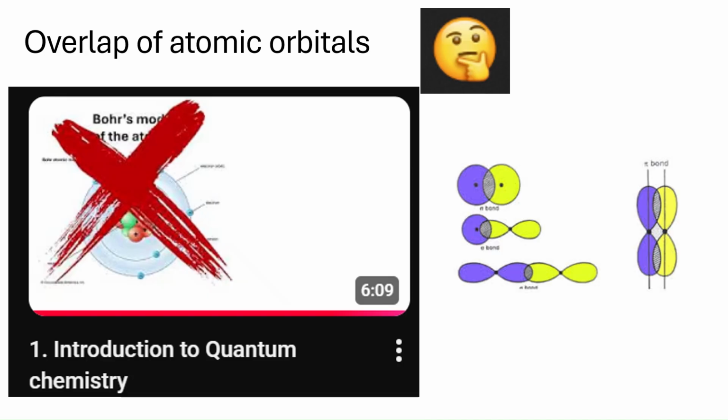Anyways, now that we know what atomic orbitals are, how about what it means for them to overlap? Atoms form bonds when their orbitals overlap, primarily because this process leads to a lower potential energy for the overall system, resulting in a more stable arrangement.